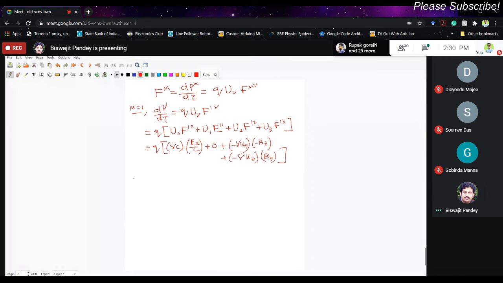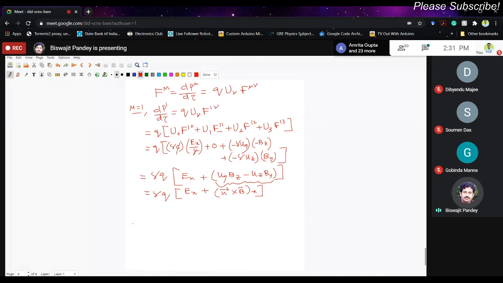So if I rearrange them, gamma is with each and every term, so I take gamma outside, gamma times q, and inside that c gets cancelled. The c will cancel, here what remains is ex plus uy bz, minus minus becomes plus, minus uz by. So let's see what happens. This will become gamma times q into ex plus the x component of u cross b.